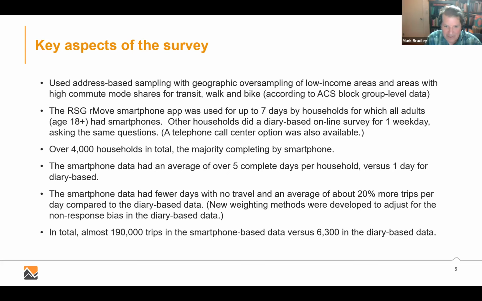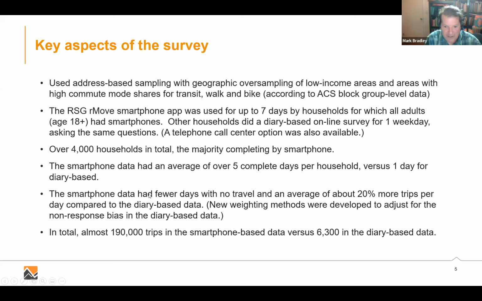For people doing the diary-based method who didn't want to do it online, they could call in to a telephone call center, and the people at the call center were using the same software that the people who entered it online would use. So it gave the same data format. Overall, there were over 4,000 households in the survey, most of them completing by smartphone. The smartphone data had an average of over 5 complete days per household versus 1 day with the diary-based.